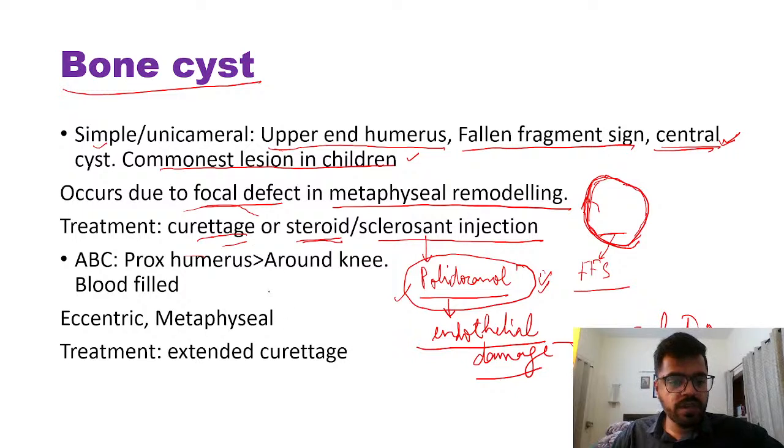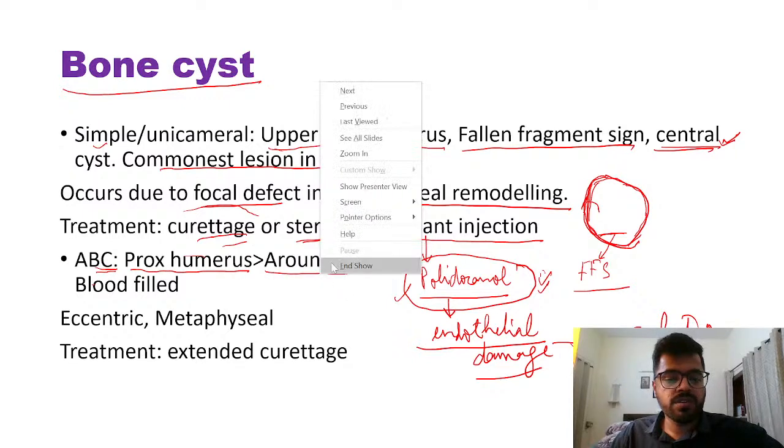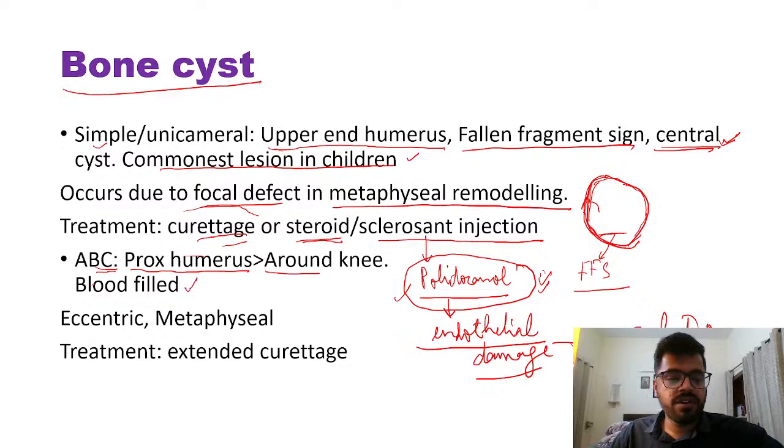Then we come to aneurysmal bone cyst. It occurs in proximal humerus more commonly than it occurs around the knee joint. It is blood filled. It is eccentric in the metaphysis. Compared to simple bone cyst, it is eccentric, not in the center. And treatment here is extended curettage.